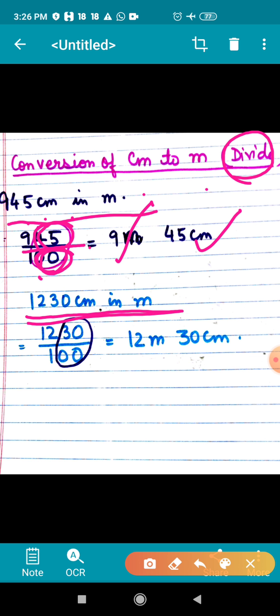We will divide 1230 by 100 and here two zeros are in 100. So we will remove two digits from the above number and these will be centimeters and the left digits will be meters. Children, hope you all have understood this method of conversion.